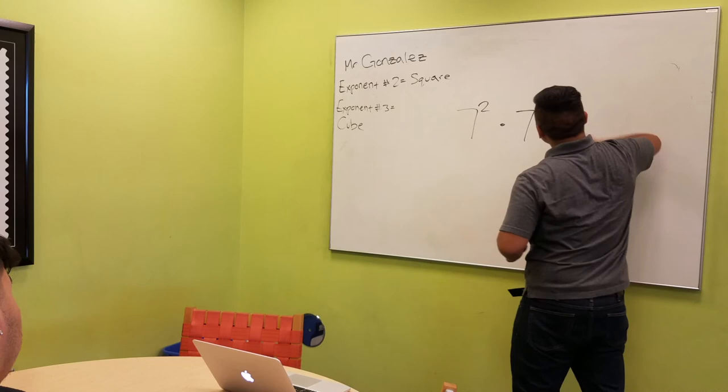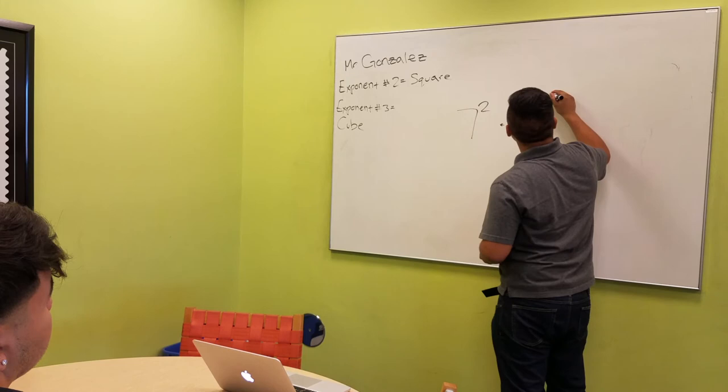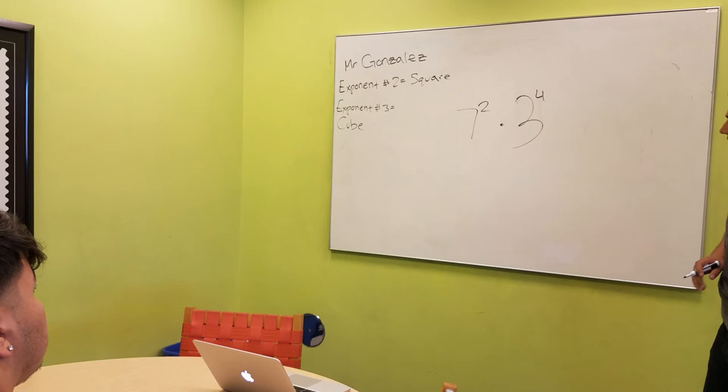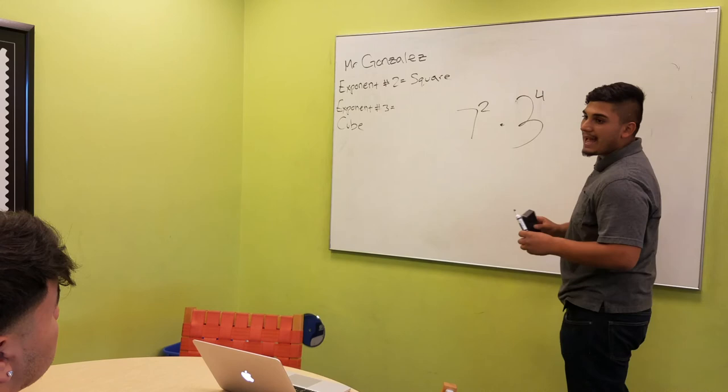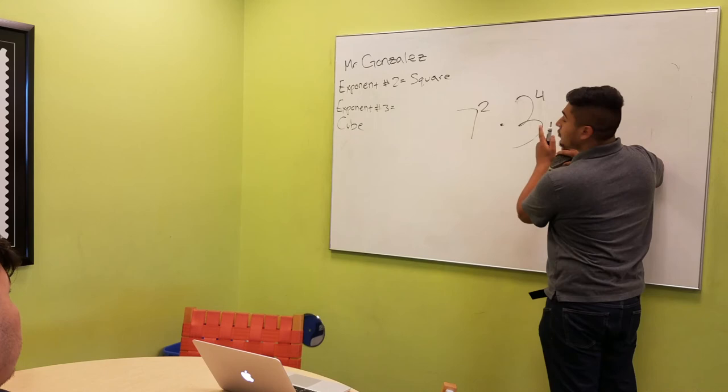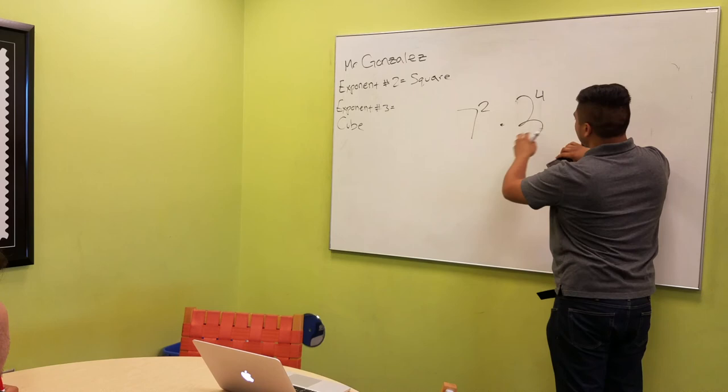Let me ask you this. Let's say we have 7 to the power of 2 times 3 to the power of 4. Can we still do that? No, that's correct, because they're different numbers. They're different constants. So this only applies when you have the same number. In this case, you would have to do 7 to the power of 2, which is 49, and 3 to the power of 4, and then multiply those.